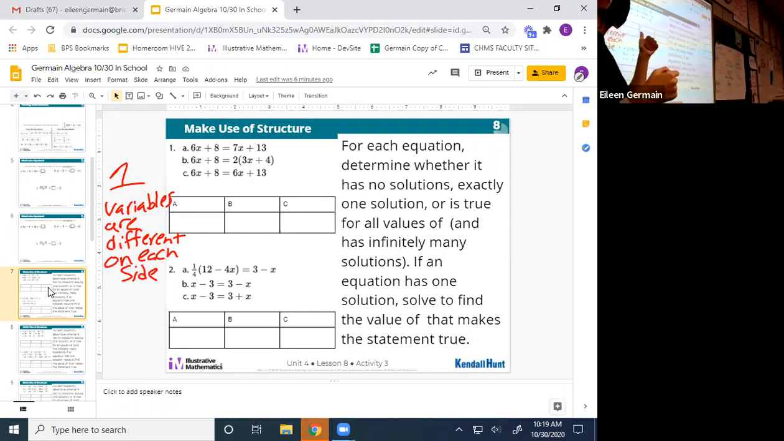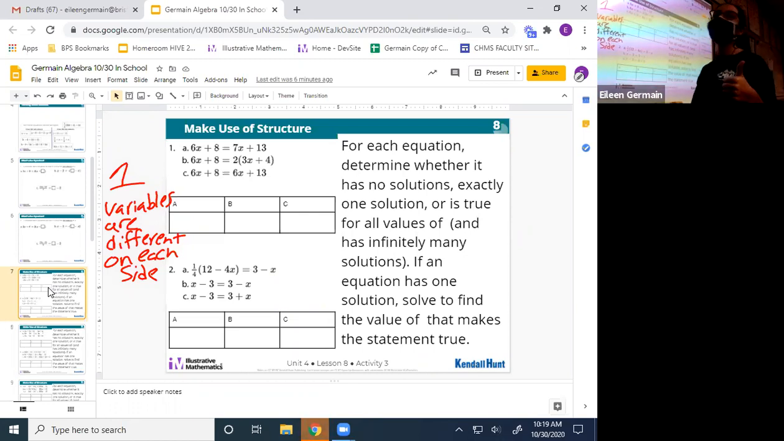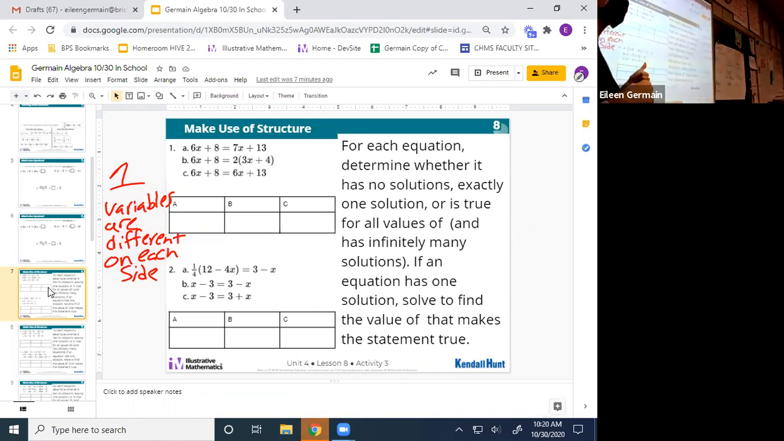Many solutions means we have the same variable, same constants. No solutions means same variable, different constants. And one solution, as I wrote here, means the variables are different on each side.